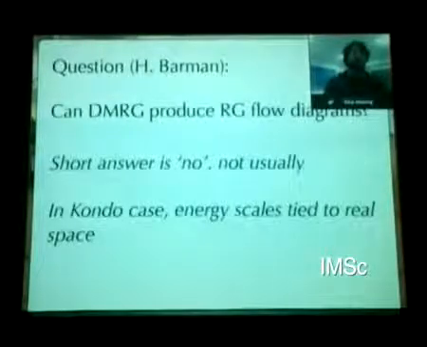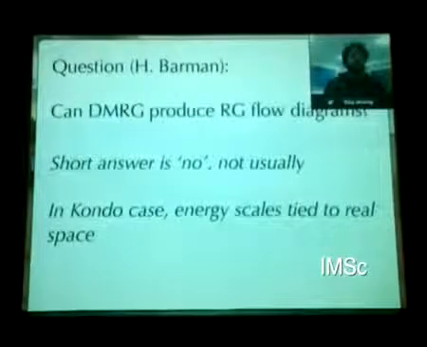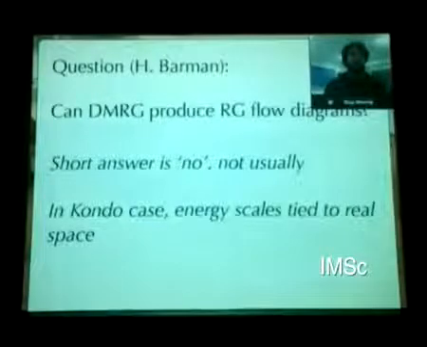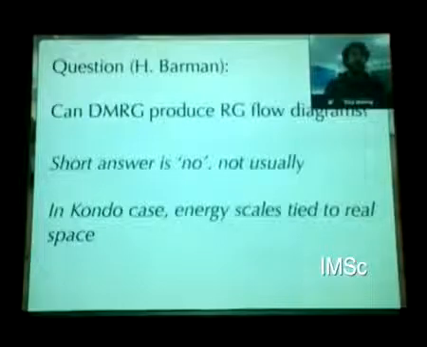So this is a really interesting question, and my short answer is no, but I only mean no in the sense that it's not usually done. But we know one case where it sort of could be done, which is this Kondo problem, which motivated the question, I believe. DMRG is really a real space RG method, and in the Kondo problem, at least in this mapping, real space is tied to energy in the sense that I just showed, where you have energy scales corresponding to positions of your lattice. But that's not usually the case. Normally, real energy separations are not really visible in real space.